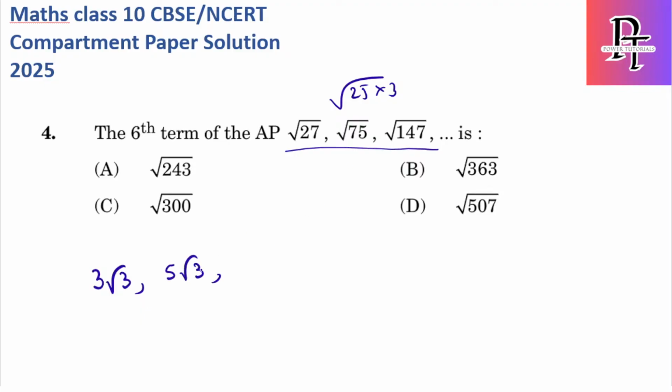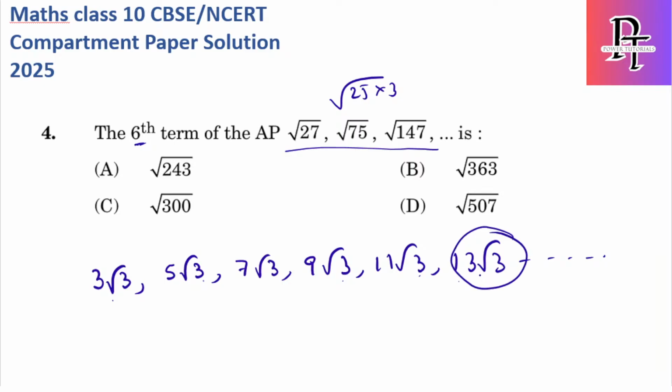What about the third term? You can simply guess it should be 7 root 3. Next should be 9 root 3, next 11 root 3, and the next one is 13 root 3. It goes in that way, because the common difference is 2 root 3. Okay, they are asking for the sixth term here. So this is 1, 2, 3, 4, 5, 6. This is the sixth term, but they are not asking in terms of this value. They want everything inside the root.